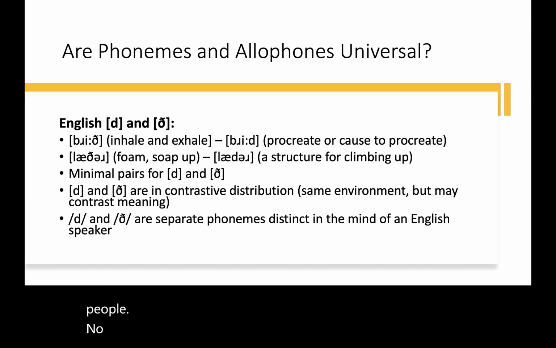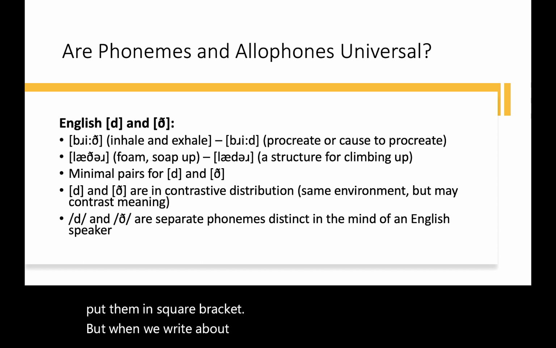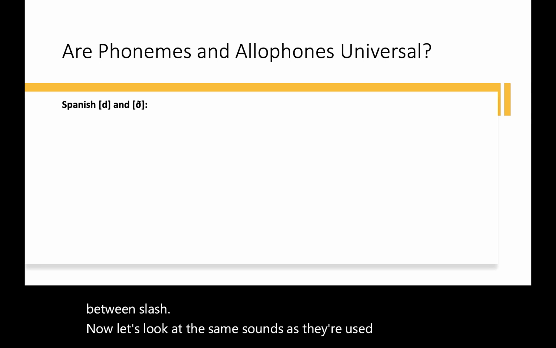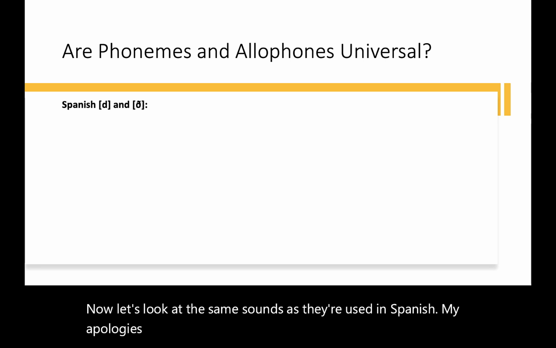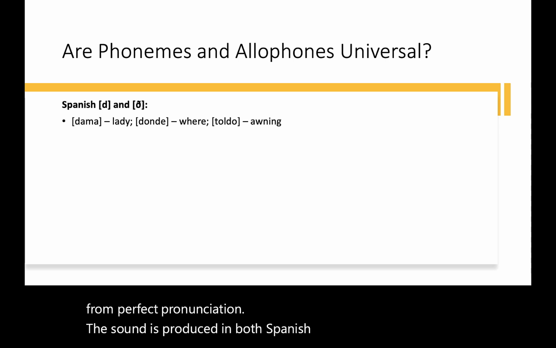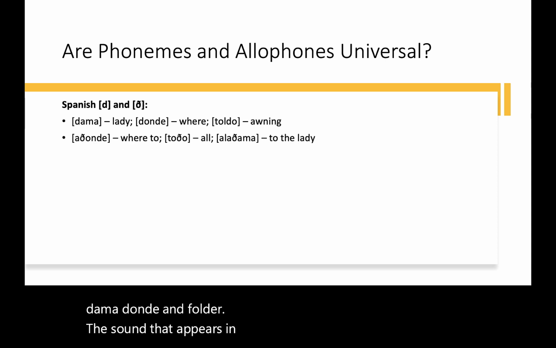Note that when we write about sounds as they are produced, we put them in square brackets, but when we write about them as phonemes, we put them between slashes. Now let's look at the same sounds as they're used in Spanish. My apologies in advance to any native Spanish speaker for my far from perfect pronunciation. The sound d is produced in most Spanish varieties in words like dama, donde, and toldo. The sound th appears in phrases like adonde, todo, and la dama.